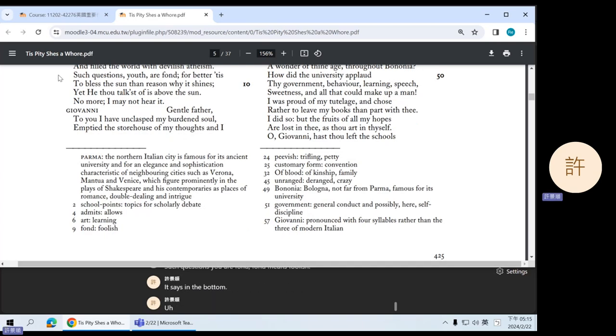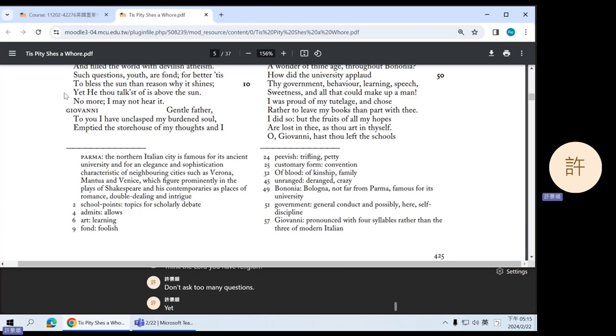So such questions are fond, are foolish. For better 'tis to bless the sun than reason why it shines. It is better to simply thank the sun than to ask why you are there. So it's talking about God. When it says sun, it's talking about God. Thank God, don't ask why he really exists. Or like religion, thank the Lord you have religion, don't ask too many questions.